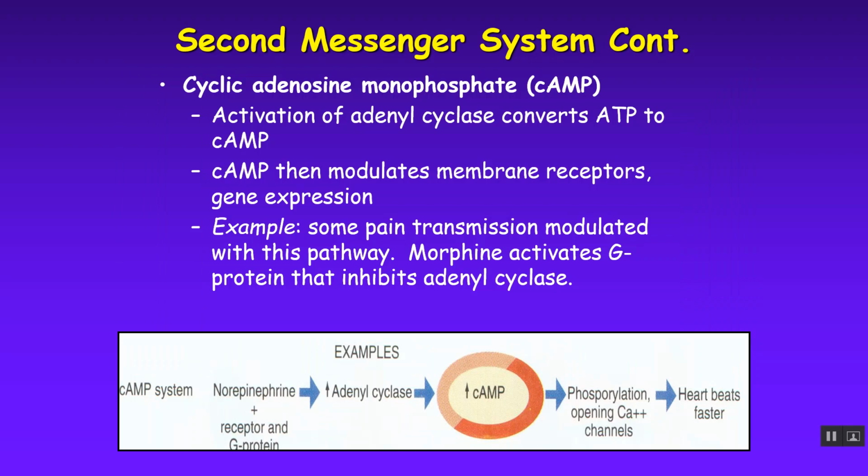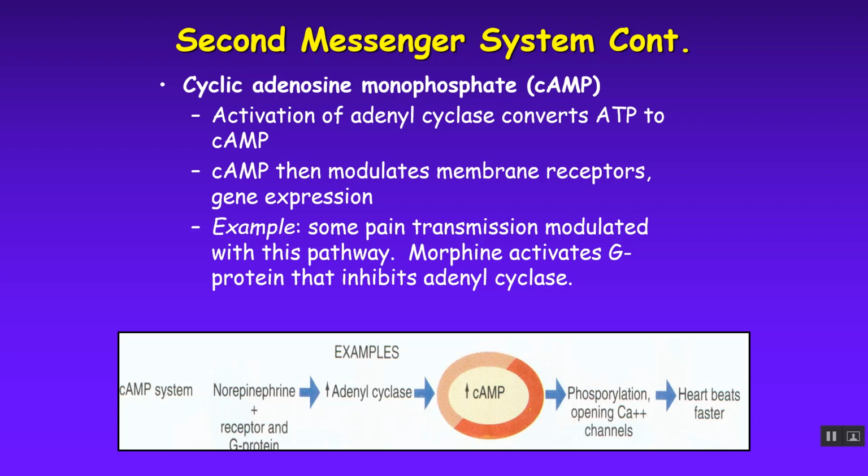So here's an example of one of the second messenger systems in our body, and there's probably hundreds. I don't know if there's thousands or not, but there are lots of these. One is called cyclic adenosine monophosphate, or cyclic AMP. Some people may have heard of the cyclic AMP system. In this case, you have activation of adenylyl cyclase, which is an enzyme in your cell that converts ATP to cyclic AMP. Cyclic AMP then modulates membrane receptors and gene expression. So cyclic AMP is the second messenger in this. Let's walk through it here.